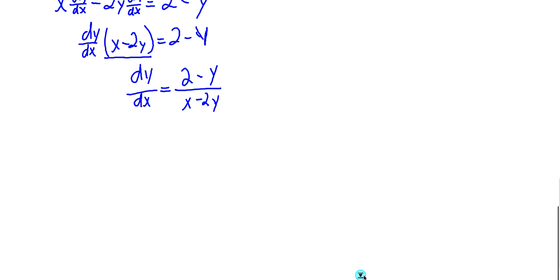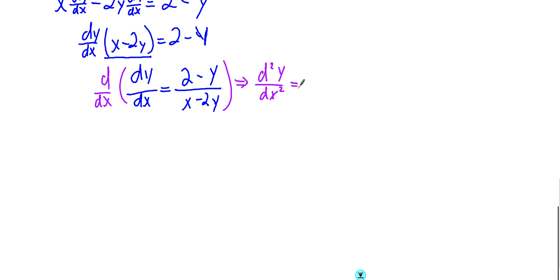Now, I have to take my second derivative. So I'm going to take the derivative of all of this again with respect to x, which means I get d squared y over dx squared. And again, I'm going to be doing quotient rule here.